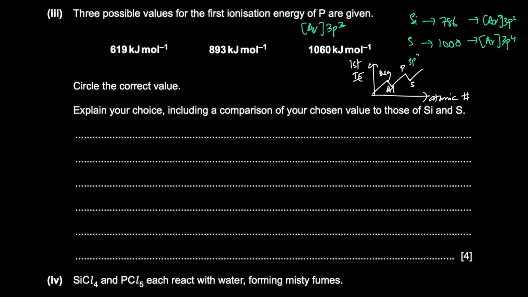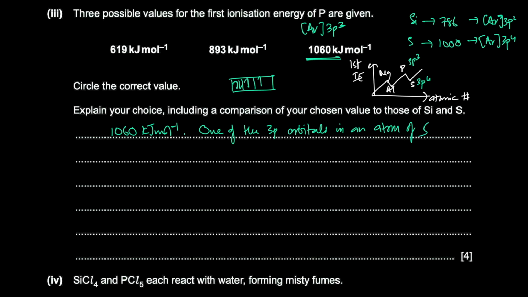Why is there a decrease? Because phosphorus is 3p3 and sulfur is 3p4. So what you have is in phosphorus, all your electrons are unpaired, whereas in sulfur we have a pair of electrons. So what we'd say over here is that the first ionization energy of phosphorus is 1060 kilojoules per mole. Okay, right? It would be higher than sulfur, and the reason why is because one of the 3p orbitals in an atom of sulfur has paired electrons, or a pair of electrons.